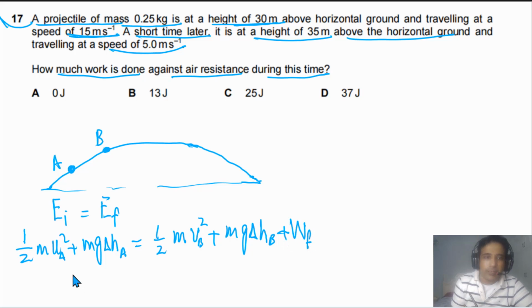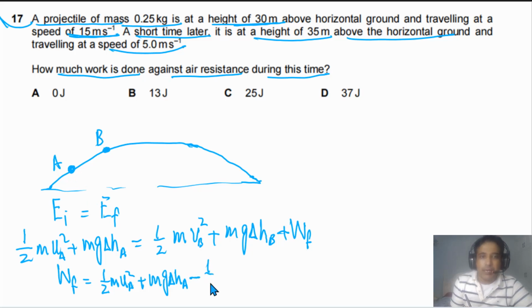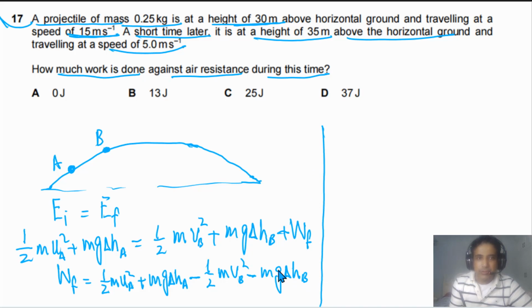and this work done we have to calculate. So we can write down that work done against resistive forces in this case will be equal to initial energy, or simply we can say this is 1/2 m u A squared plus we have m g delta h A, meaning height above horizontal ground when it is at point A, minus 1/2 m v B squared minus m g delta h B. Now simply we need to plug in values and we can find out the value of work done against resistive forces.